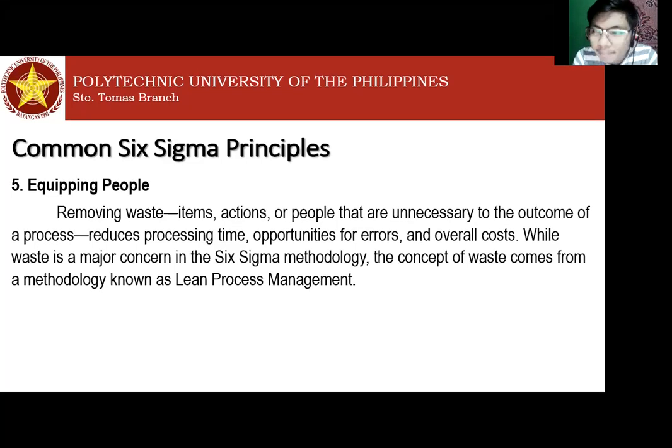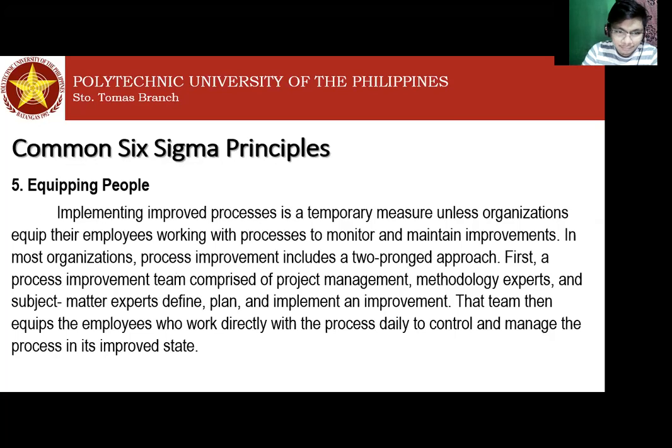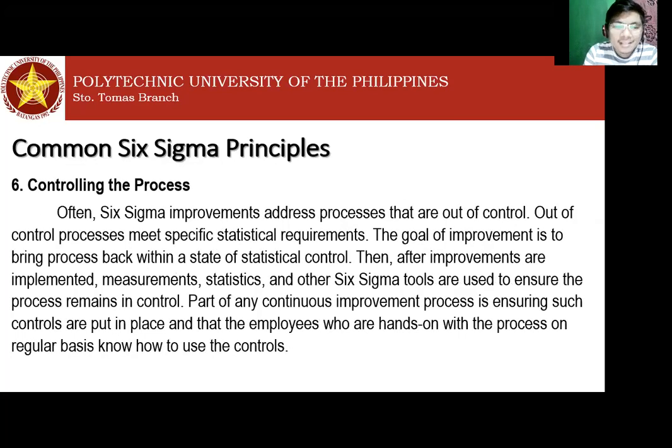So we have to equip them na gawin yung ginawa nating improve na process. And the last common Six Sigma principle is controlling the process. After we improve the process, so we have to control na and we have to maintain na yun yung nangyayari or yun yung nangyayari kay production.